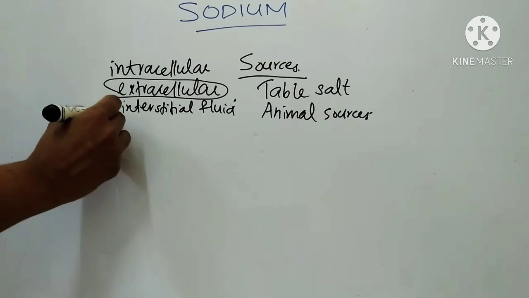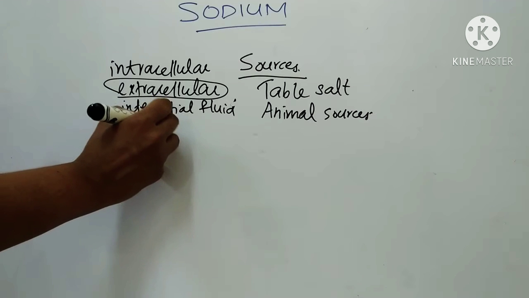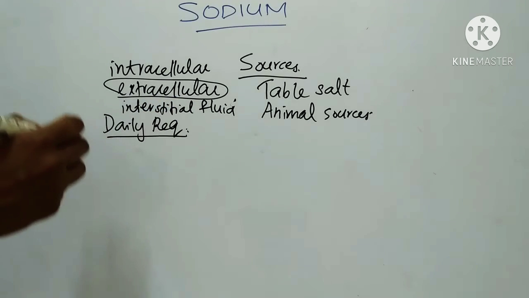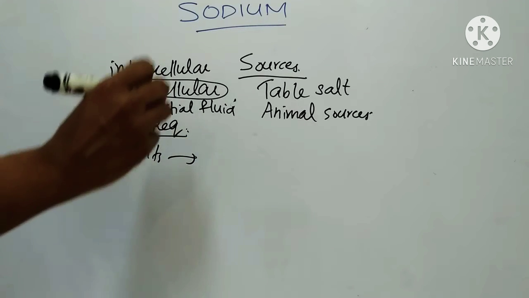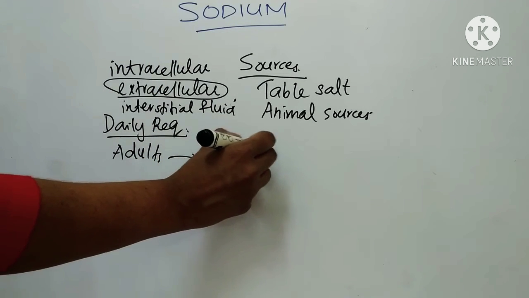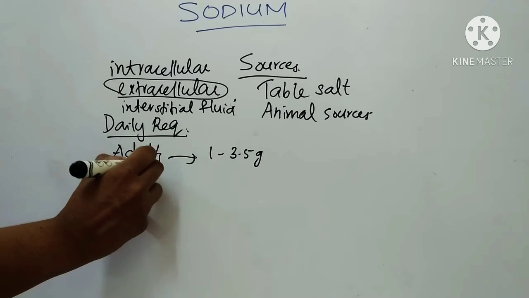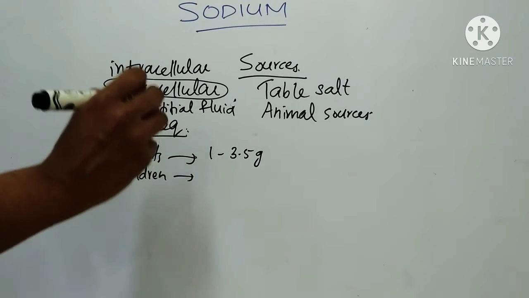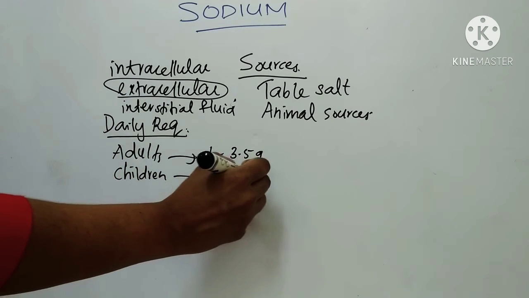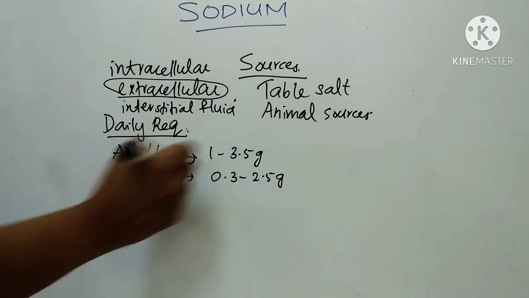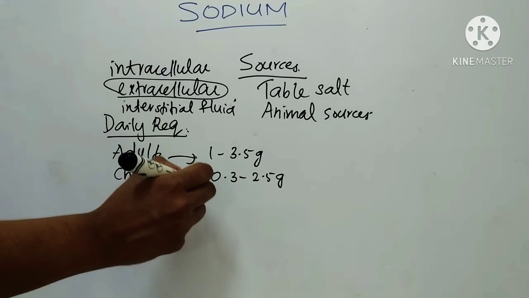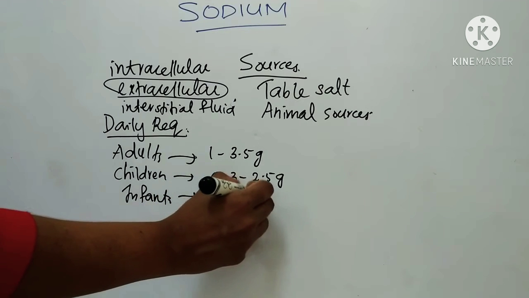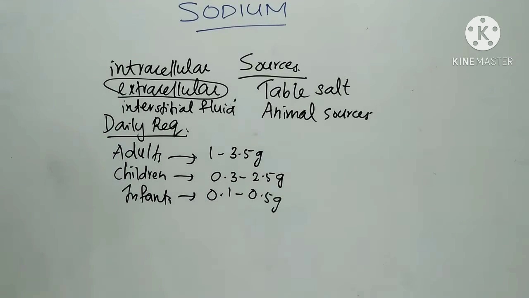Coming to the daily requirement. For adults, it is about 1 to 3.5 gram. For children, it is 0.3 to 2.5 gram. And for infants, 0.1 to 0.5 gram. This is the daily requirement of sodium.